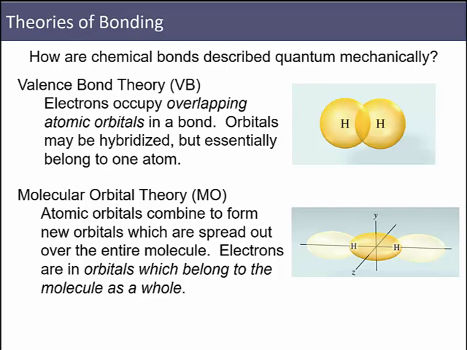Valence bond theory talks about electrons as being an overlapping of atomic orbitals in a bond, so that's pretty easy to understand. Well, I've got my hydrogen's s orbital and my other hydrogen's s orbital, and they're sharing an electron, and their two orbitals are overlapping. Right? The orbitals are maybe hybridized, but they're still essentially going to belong to one atom. The other model we'll look at is called molecular orbital theory, where the orbitals are going to combine to form new orbitals, which are spread out over the entire molecule. So electrons are in orbitals which belong to the molecule as a whole.